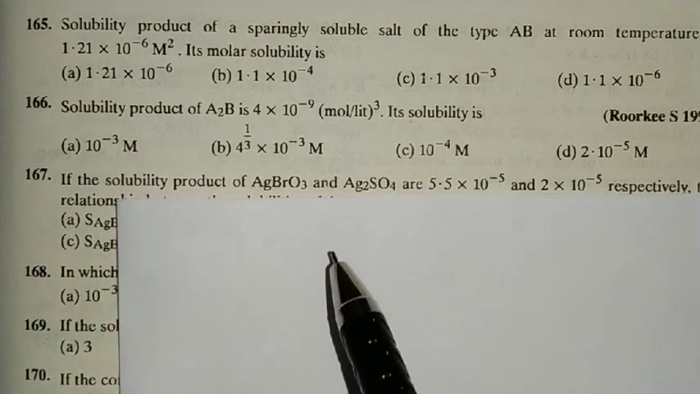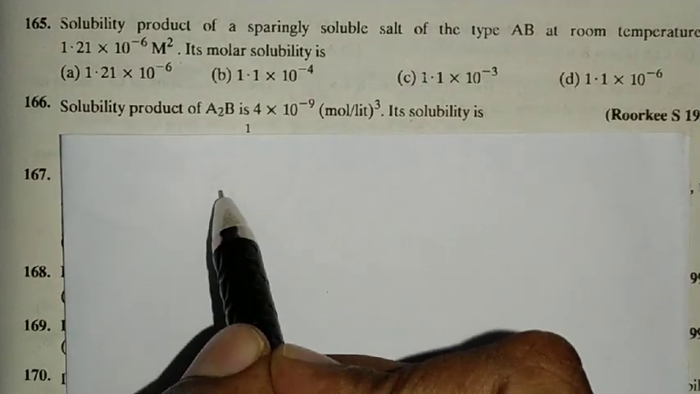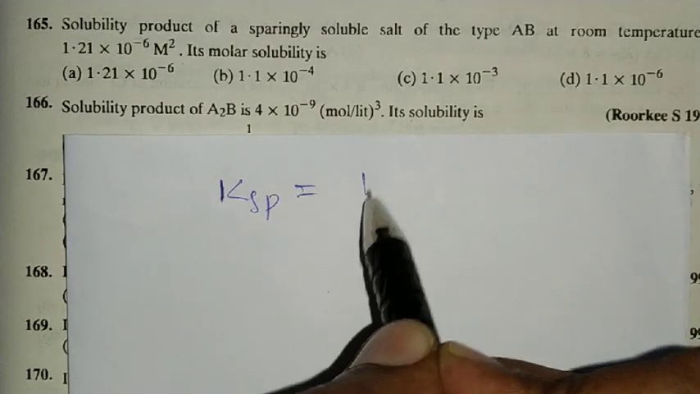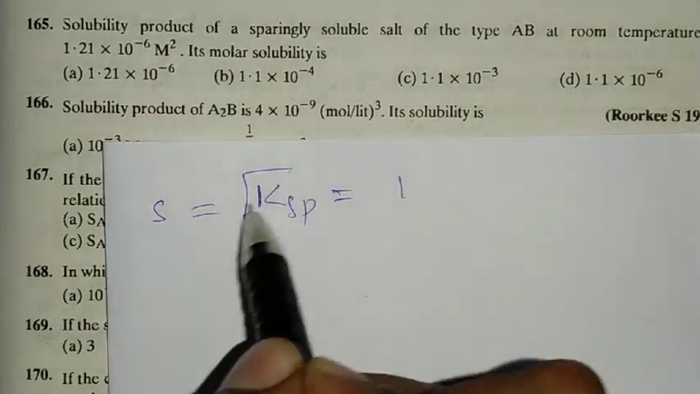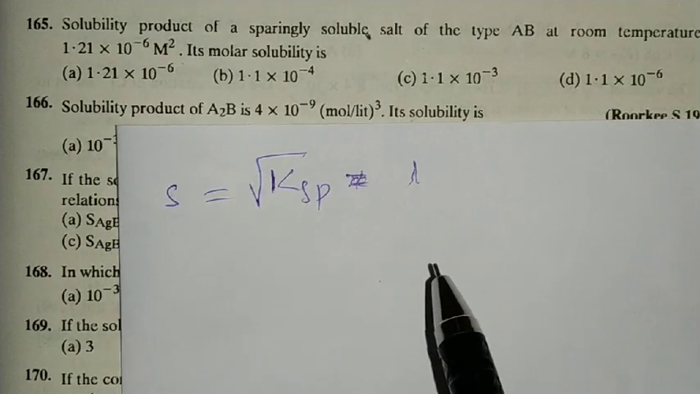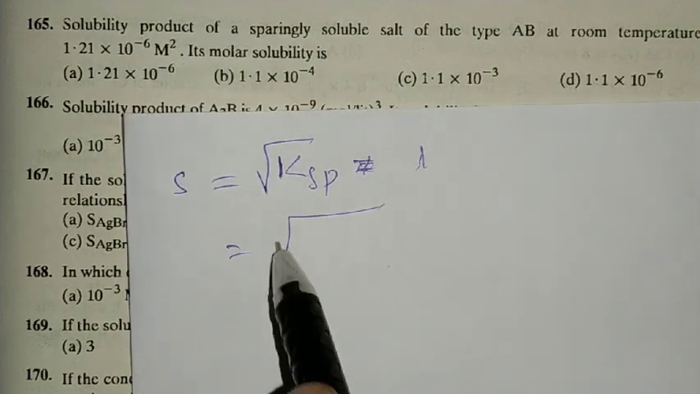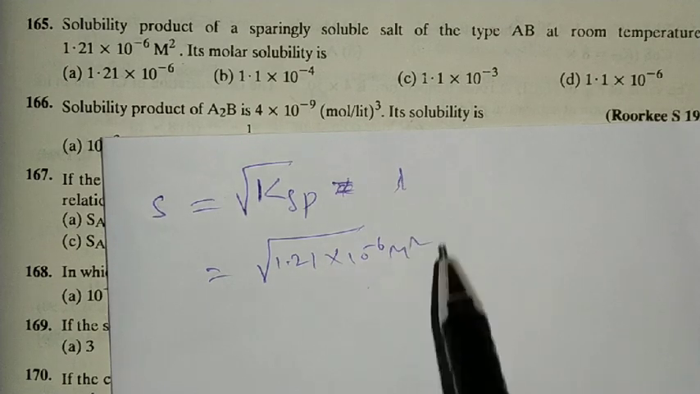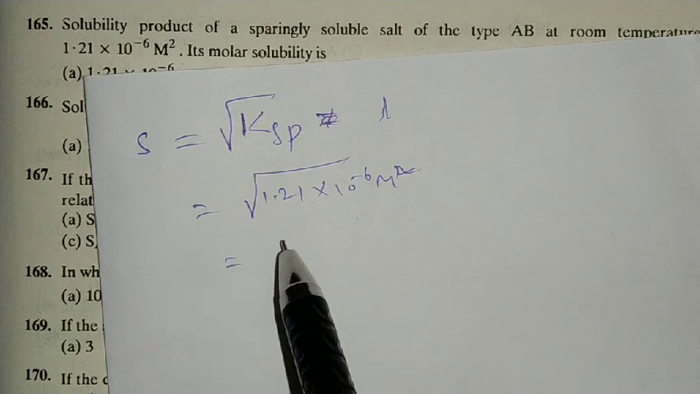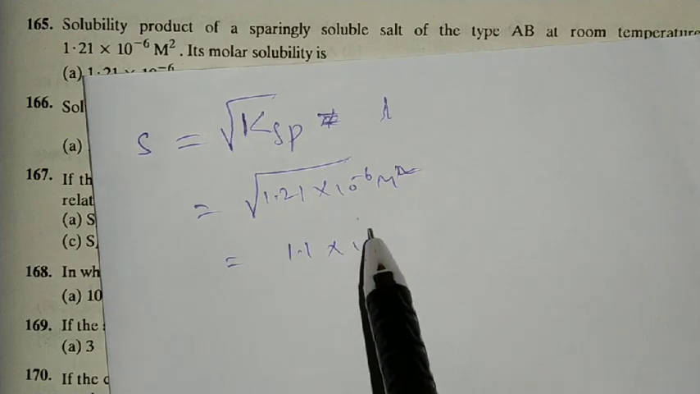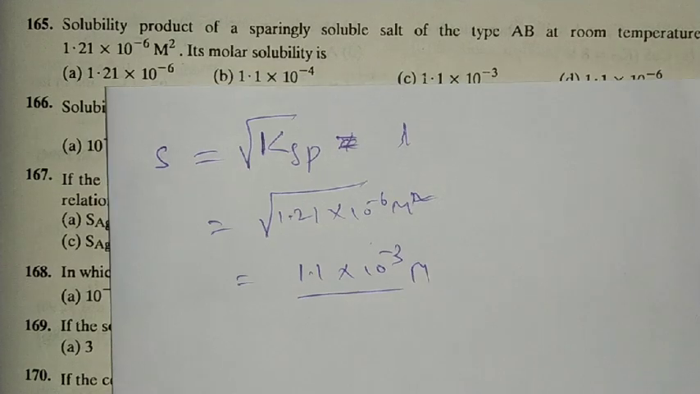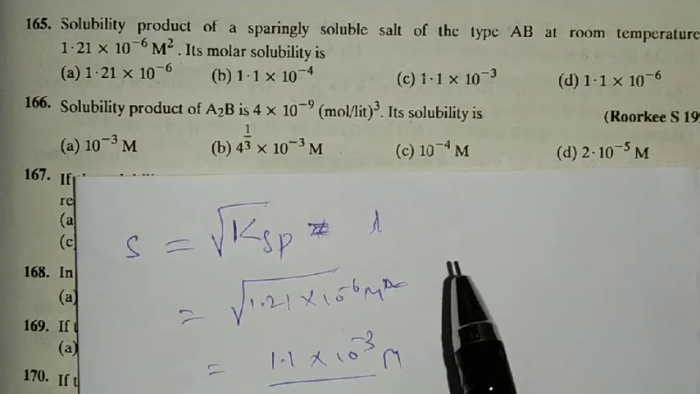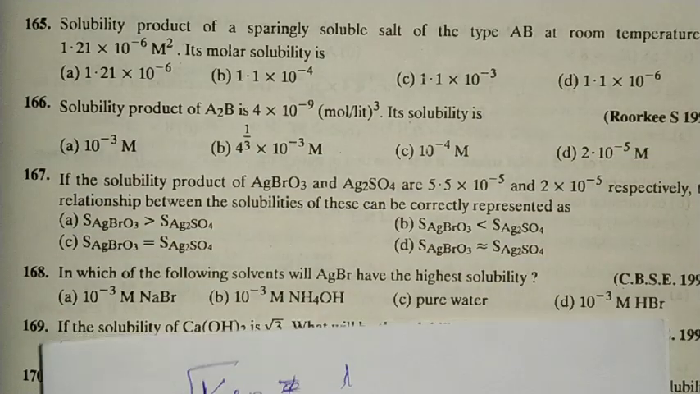What is the formula relating solubility and solubility product of AB type? Ksp equals S squared, so S equals root of Ksp. Is it okay? Now, the Ksp value is directly given: 1.21 × 10^-6 M². If you simplify, you get 1.1 × 10^-3 M. So it is direct substitution, direct formula. The answer here is 1.1 × 10^-3. Is it okay? Right.